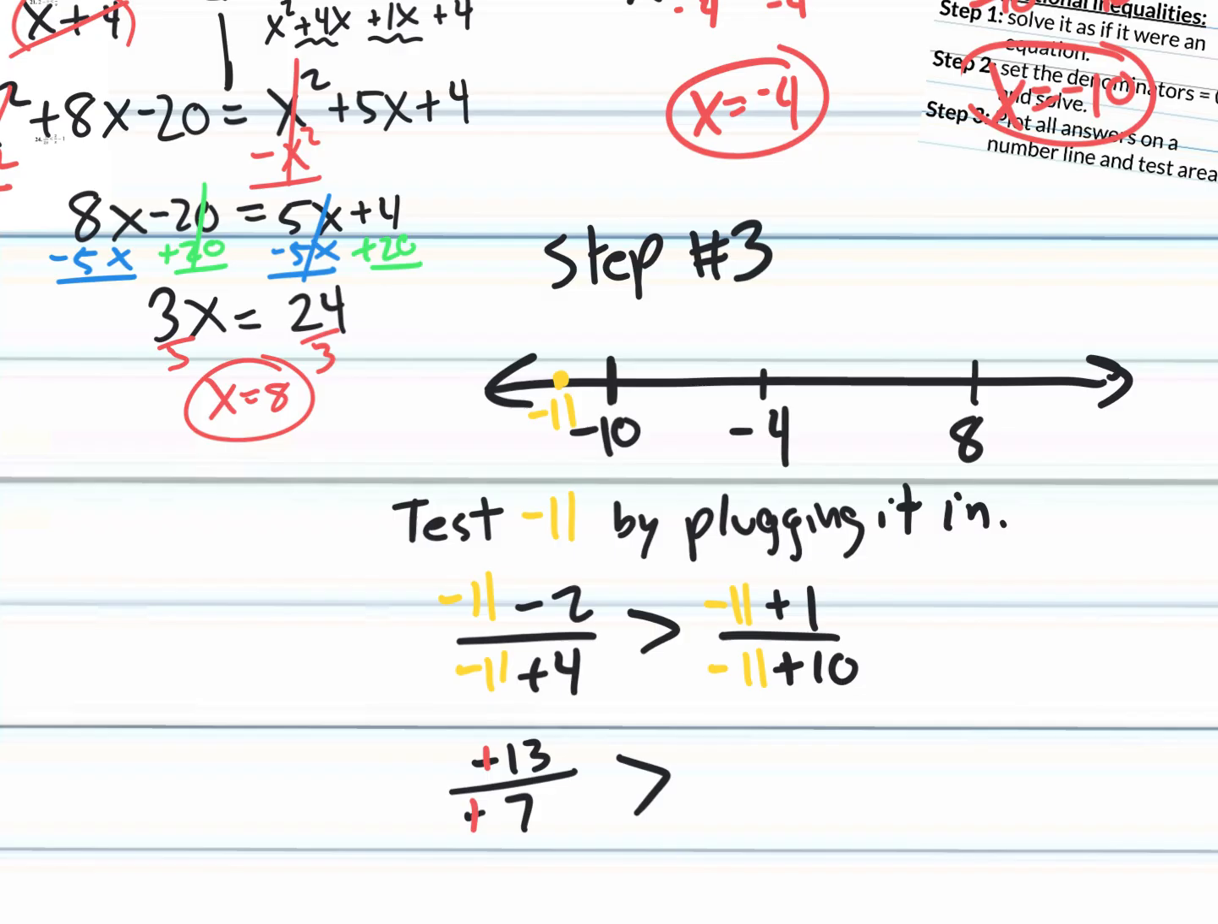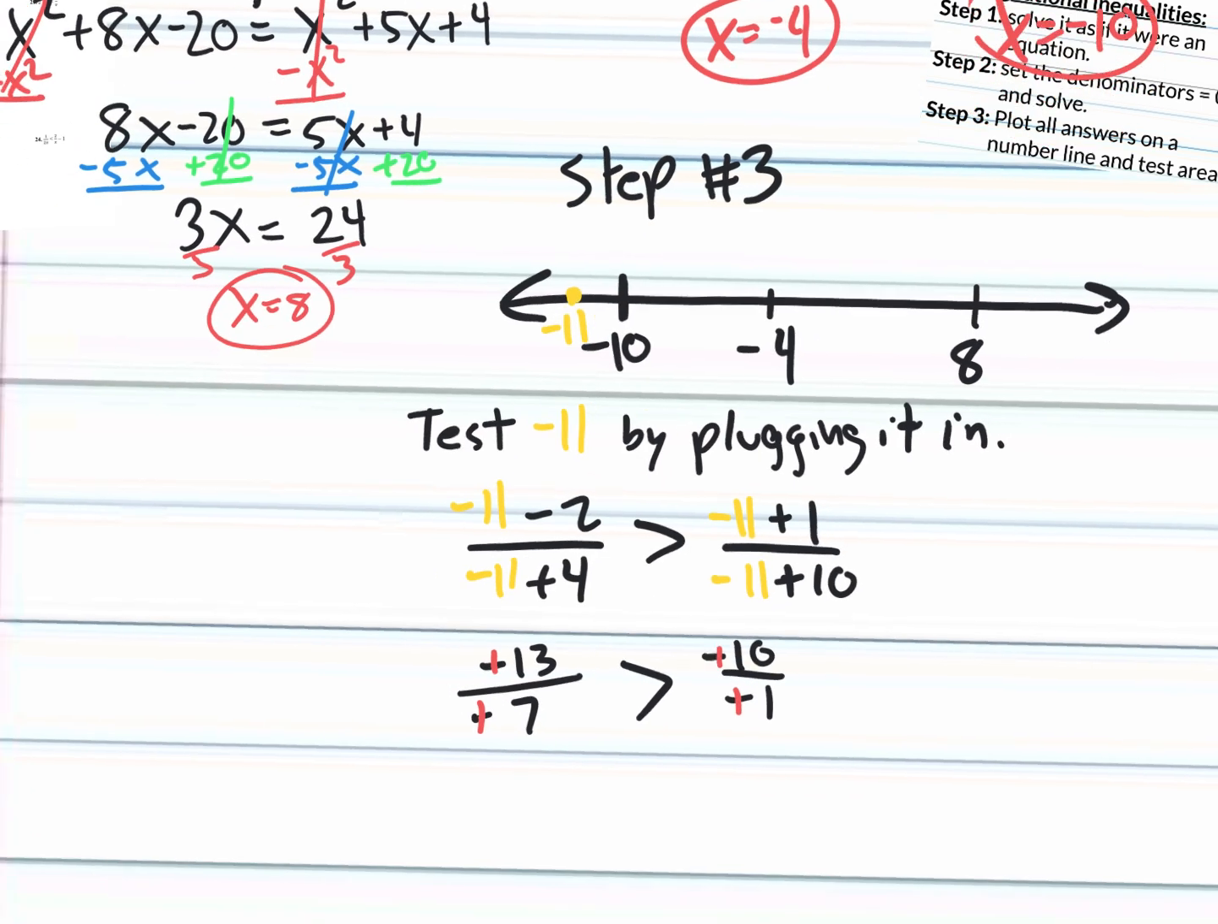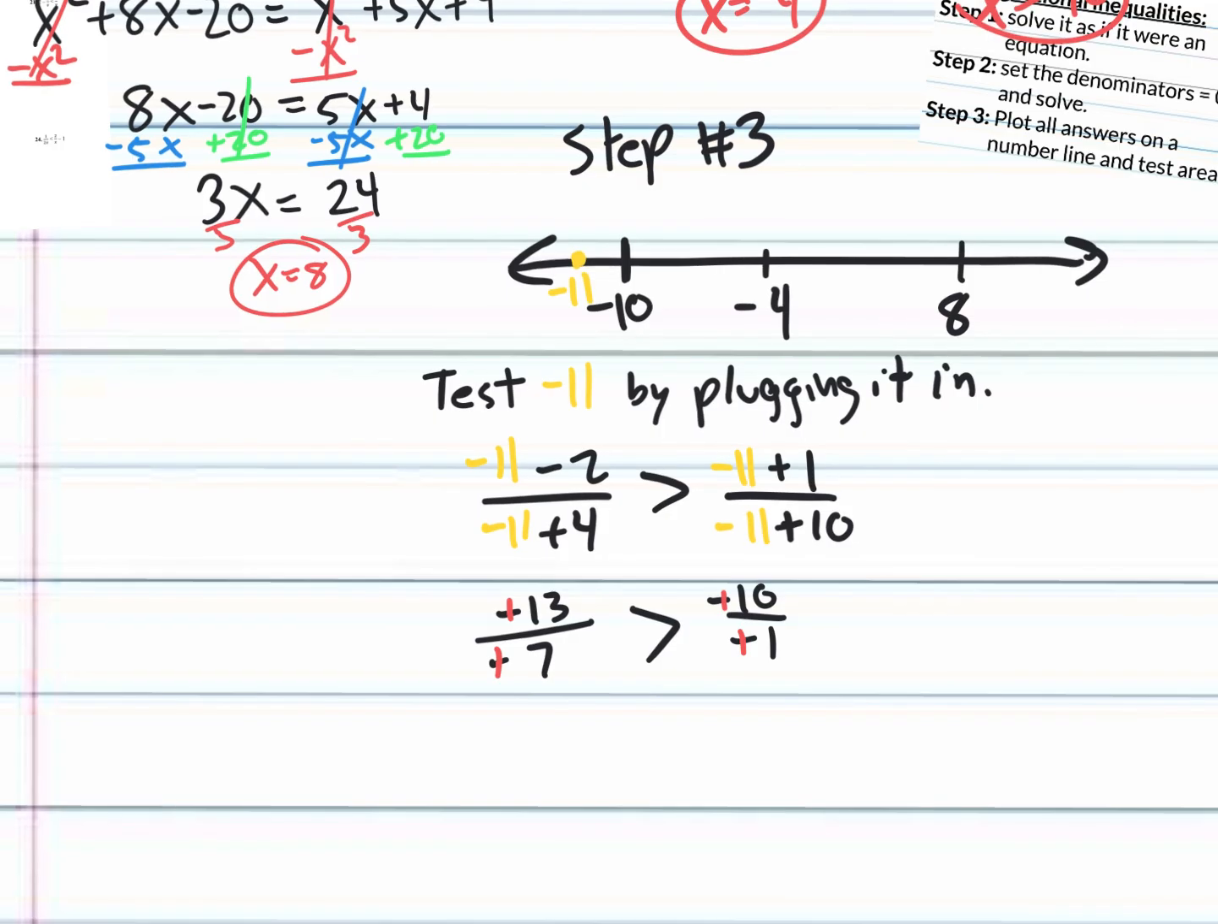Let's find out. So on the right side, we have negative 11 plus 1, that's negative 10. And then how about negative 11 plus 10, that's negative 1. So that's really a positive 10. Okay, so let me ask you this. It's not even 14 divided by 7, so it's not even 2. So it's like 1 point something. Is that greater than 10? No way. 1 point something is not greater than 10.